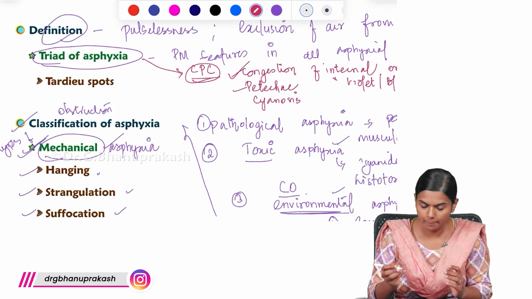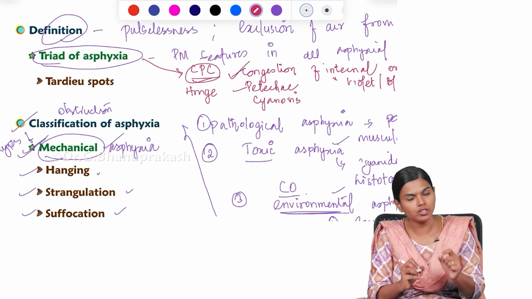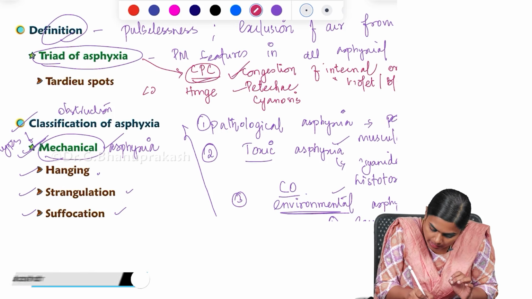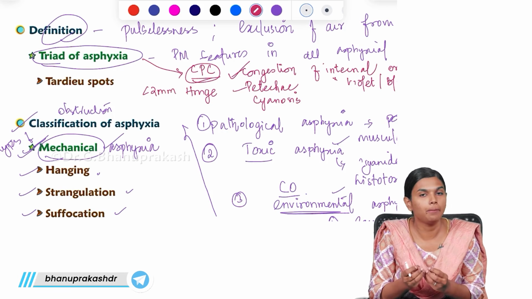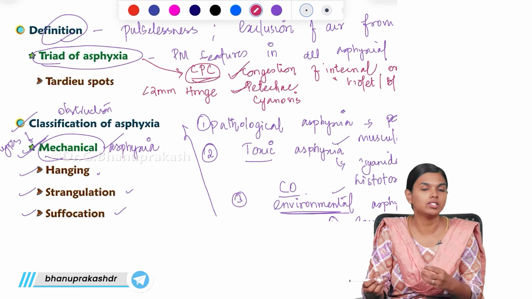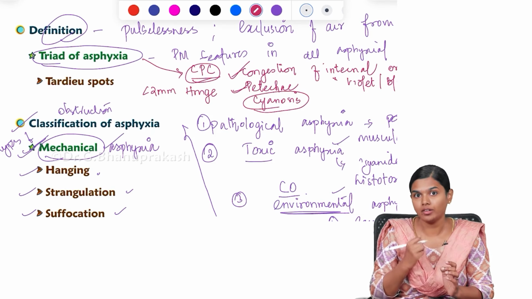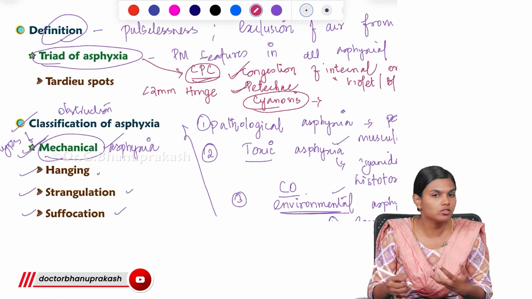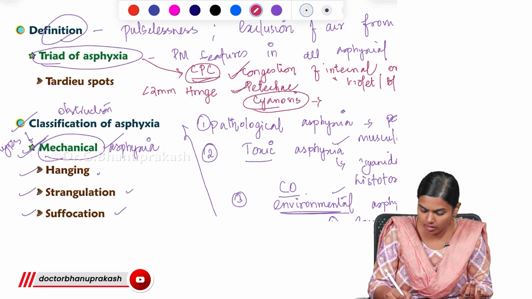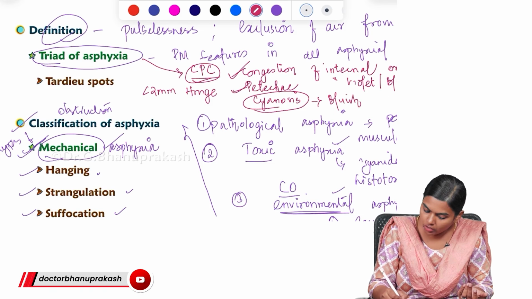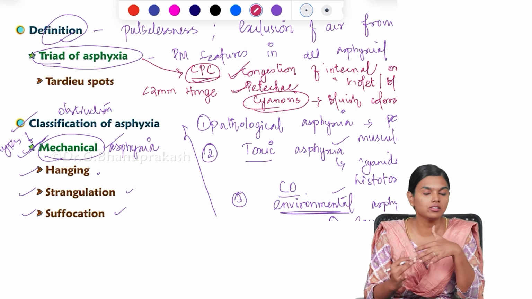Next, what we have is petechiae. Petechiae is basically a hemorrhage. It is a hemorrhagic spot, but it will be less than 2 millimeters in size. When it is very, very small, we call it petechiae, which is nothing but a small hemorrhagic spot. Then finally, you have cyanosis, something we commonly see in a lot of patients. Cyanosis is bluish discoloration. You can see the bluish discoloration of your fingernails, which is cyanosis.